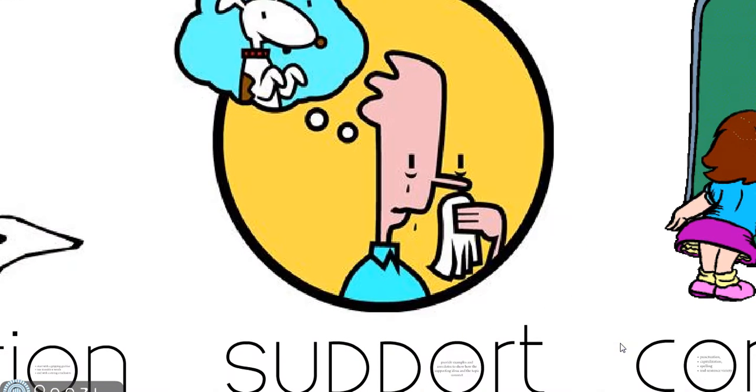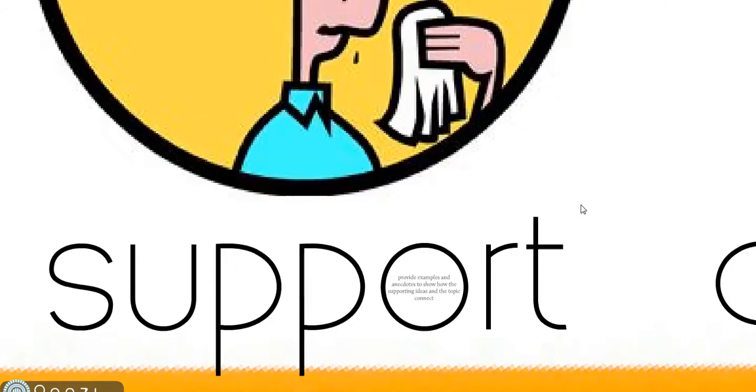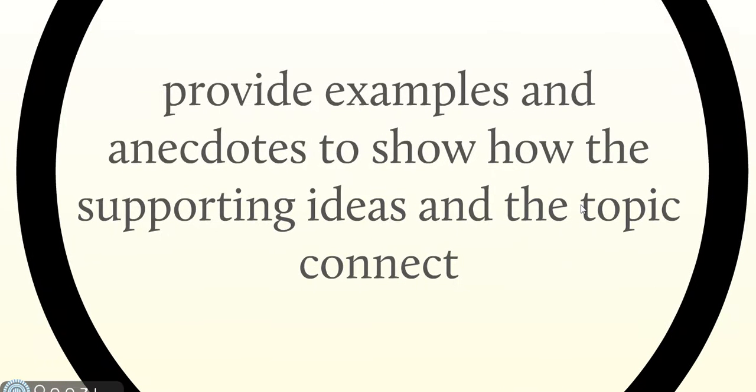Another huge area in our essays is support. And if you notice our guy up here, he's thinking about something. Looks like his puppy dog. And he might include that in his essay. But support is this. Did you provide examples and anecdotes to show how the supporting ideas and the topic connect?